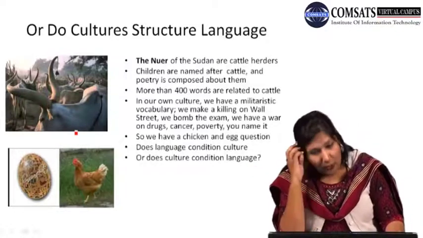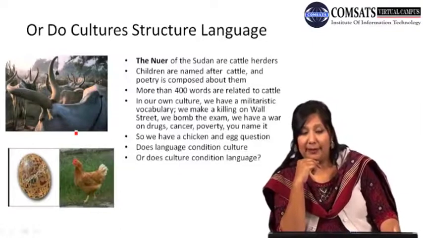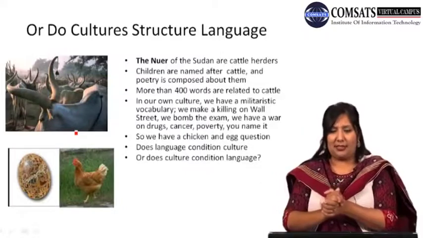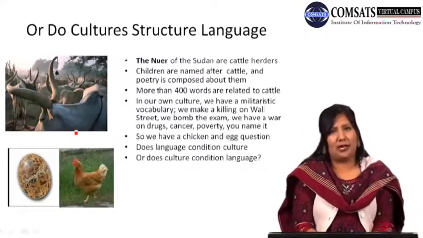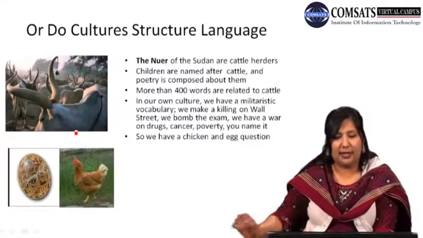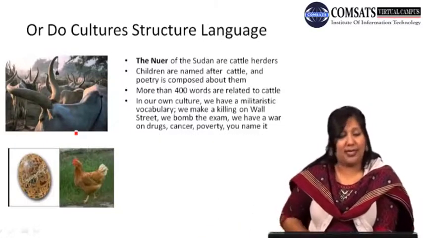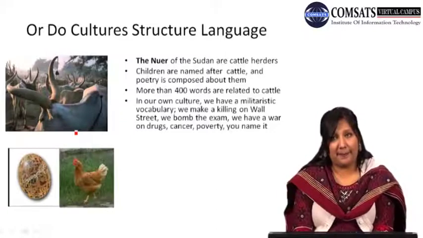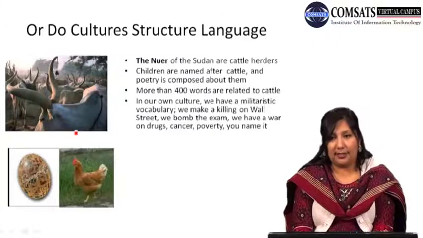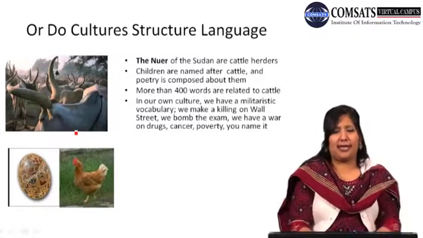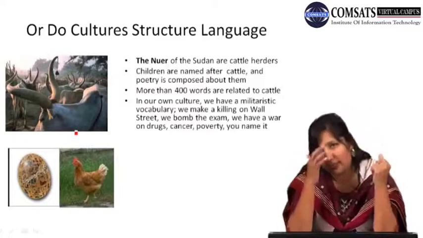Now, in our own culture, we have a militaristic vocabulary. We make a killing on Wall Street. That is something else. Let's talk about our own culture, what our culture is, and then we'll come to the major questions. In our own culture, we have a militaristic vocabulary. In language, there is a range of militaristic vocabulary related to wars and things like that. Let me give you a very beautiful example of this.